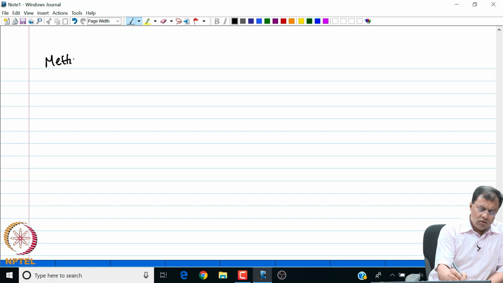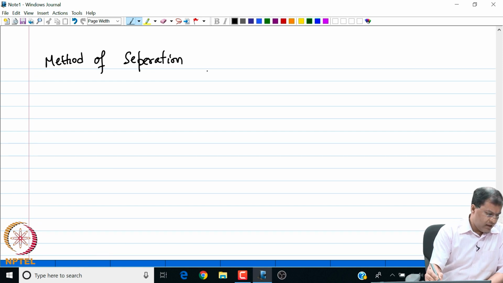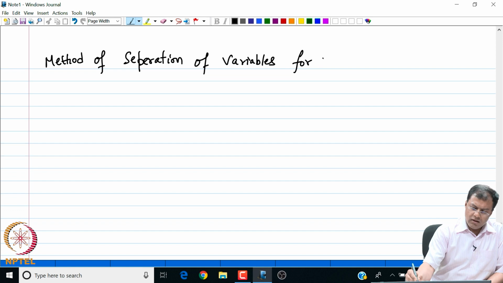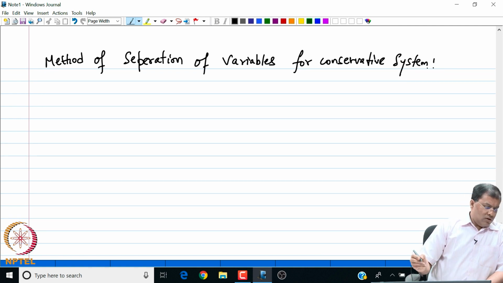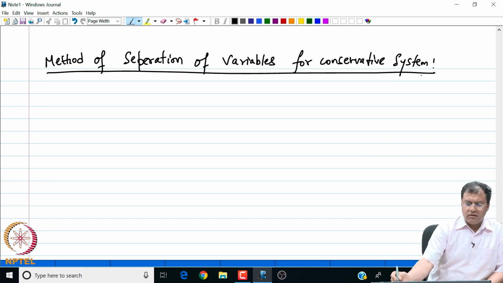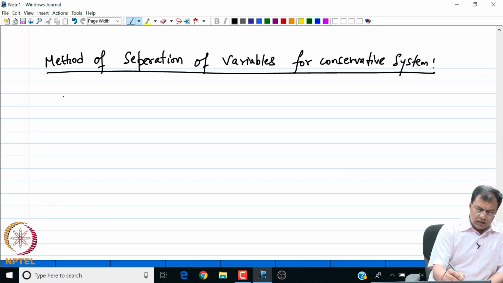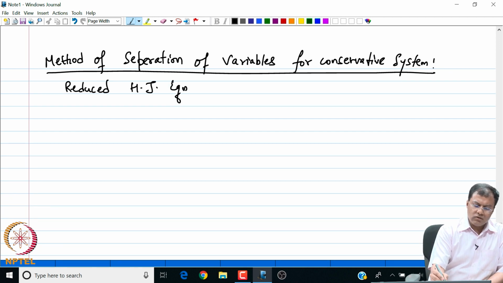So, the method of separation, which we promised a few minutes back that I am going to talk about. So, method of separation of variables for conservative system. Okay. So, let us look at this method in the most general form. So, consider the reduced Hamilton-Jacobi equation for the conservative class. Okay. So, consider the reduced equation.